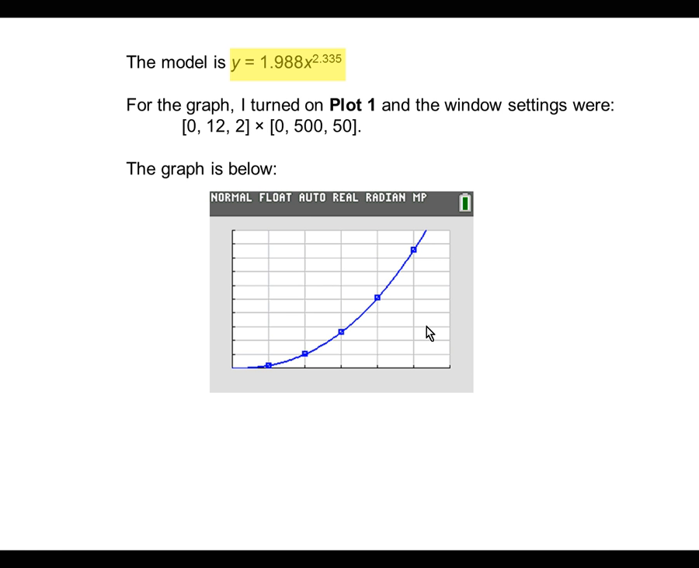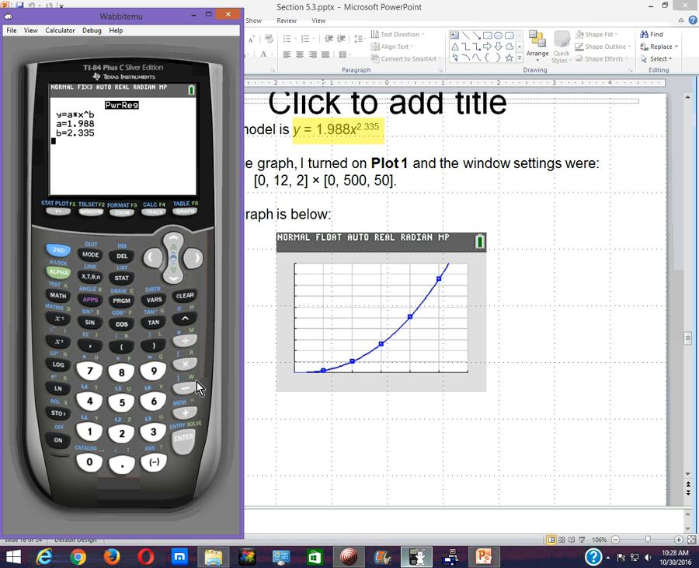And then there's the graph. There's my window, it's the same that I had before. Graph. Oh, I didn't turn my stat plot on, did I? That's why I don't have any dots. Let me let it finish drawing. So second stat plot, turn on number 1, and graph again. And the model looks pretty doggone good, doesn't it?